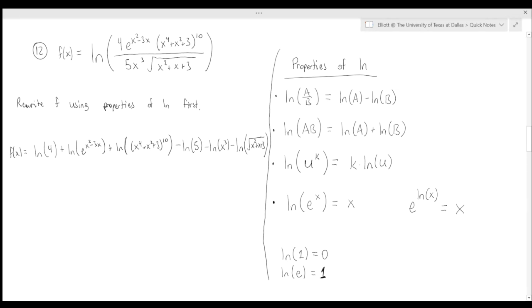All right, so then looking at everything that we have right now, we notice that for the second term, we got natural log of e to a power. So we can apply this last property, which says that the natural log and the e will cancel each other out. So if we cancel the natural log and the e, we just have x squared minus 3x remaining.